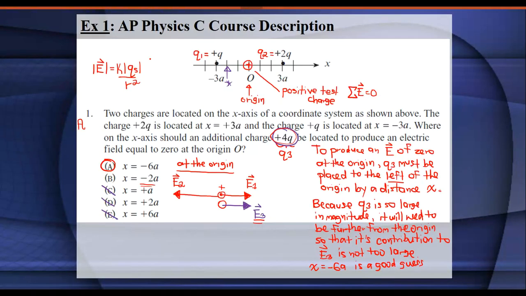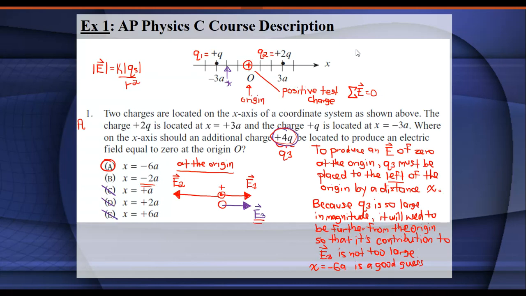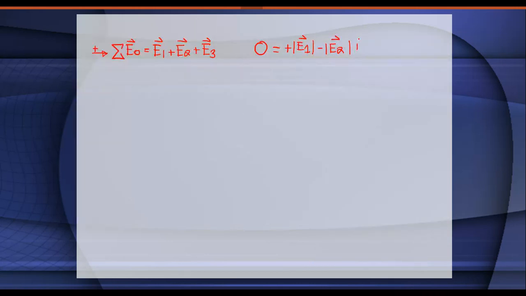And then I'm going to take these vectors and start to actually account for direction. So if we go back to the previous slide, E1 is a vector that points towards the right. Therefore, I'm going to write down positive E1. E2 is a vector that points towards the left, so I'm going to write that as negative E2. And then I'm pretty sure that E3 points in the same direction as E1, or it must. So that's going to be positive as well.